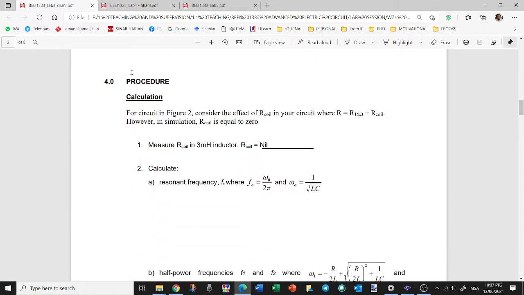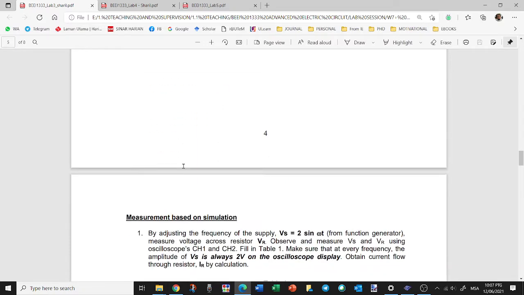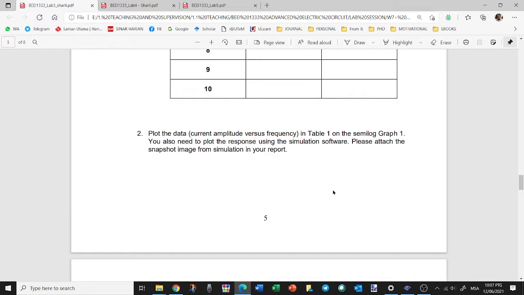Okay, so procedure 4.0 ni is just calculation part, so you can do it on your own. You dah belajar dalam kelas juga, so I don't want to go through this. Saya akan skip through all the way to the measurement part. Okay, so untuk measurement part ni kamu kena lukis dia punya diagram based on figure number 2. So you kena ambil dia punya data tu, diagram ni.